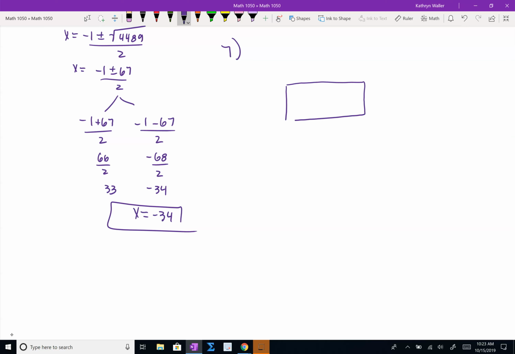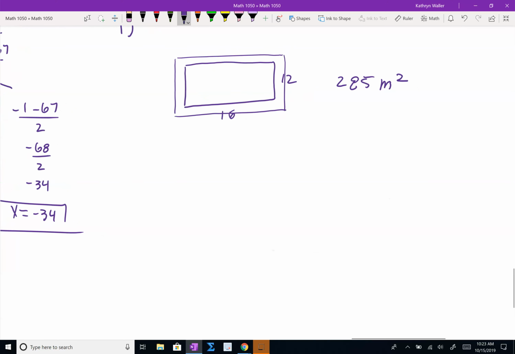Okay, so it looks like this. This is 12, and this is 16. Well, let's reverse it. Let's go 16 and 12, just because of the way I drew it. It doesn't matter where you put them. And then you've got this walkway all the way around it that looks like that. Okay, and then it says the total area of the pathway, including the garden, is 285. And that's going to be meters squared. Find the width of the walkway.